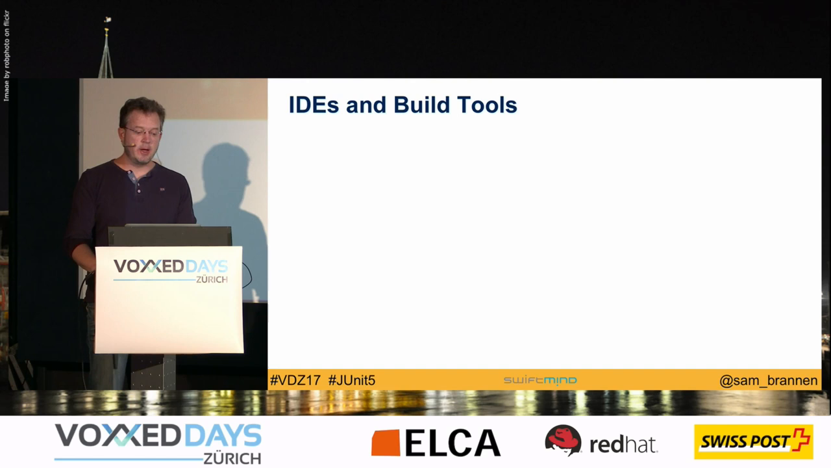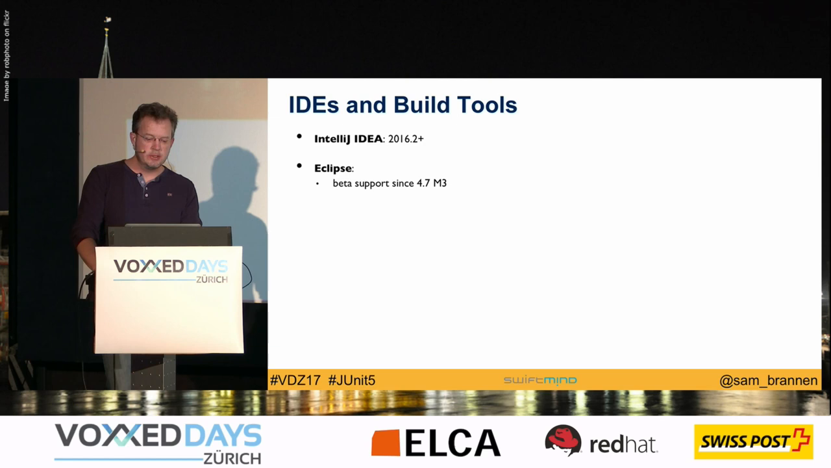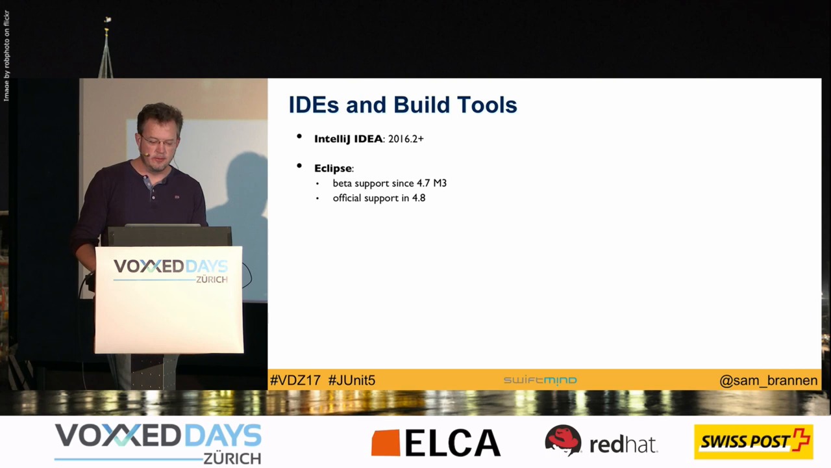In terms of IDEs and build tools and adoption, IntelliJ was the first. So since IntelliJ 2016.2, they have official support for various milestones of JUnit 5, JUnit Jupiter. Works quite nicely. Eclipse also has beta support since 4.7 M3. But since we are releasing 5.0 GA for JUnit after 4.7 goes out, they have informed us that the official support won't go in until 4.8, but you can actually try it out with some of the milestones for 4.7. And that also works quite nicely. NetBeans, I honestly have no idea.